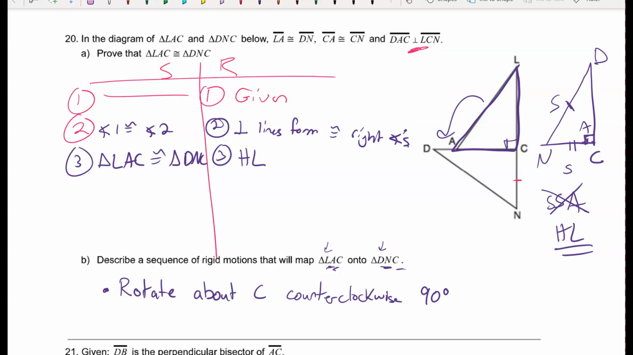If you weren't sure what the angle measurement is, you could say rotate until point L maps to point D and until point A maps to point N, because that would also be a specific rotation to tell me how far to go.